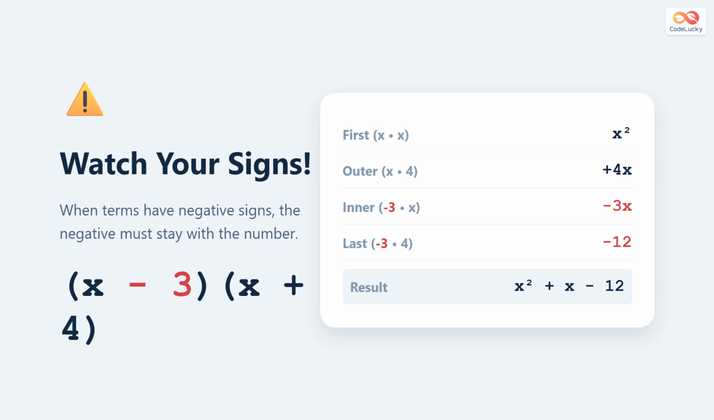Be careful when you see negative signs. The negative sign belongs to the number it is attached to. In this example, x minus 3, the 3 is negative. When we multiply the inner and last terms, we must use negative 3, resulting in negative terms in our answer.